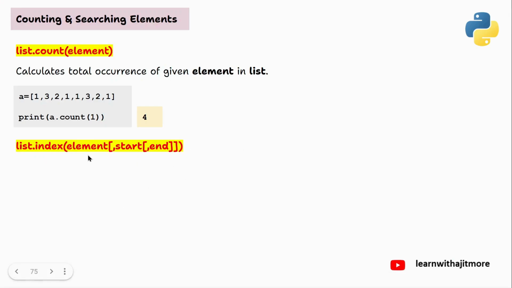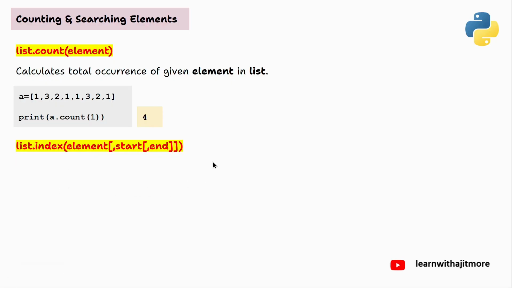Now, next is to search any element in the list. And if the element is present, it will return its position. So you want to search whether any element is there in the list or not. And if the element is present, it will return its position. And if absent, it will return an error. By default, the search is done in the entire list.